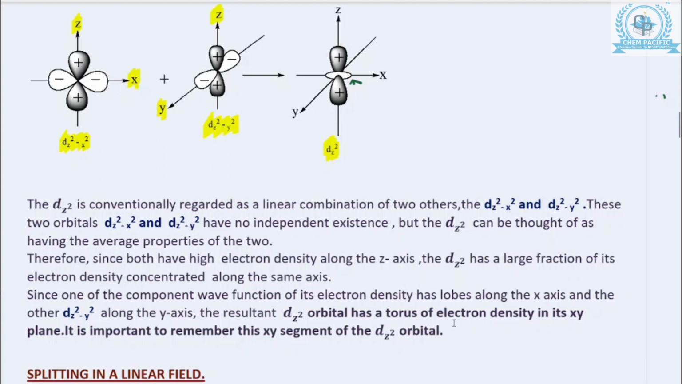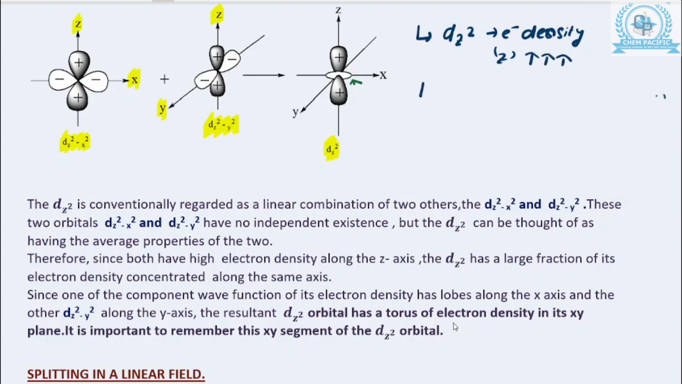It means you can see that both these orbitals, dz square minus x square as well as dz square minus y square, have high electron density along the z-axis. That is why this dz square orbital has a large fraction of electron density concentrated along the z-axis. So इसका मतलब ये है that dz square का electron density along the z-axis is extremely high.